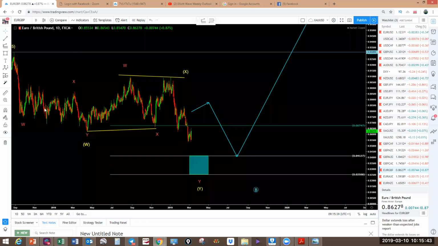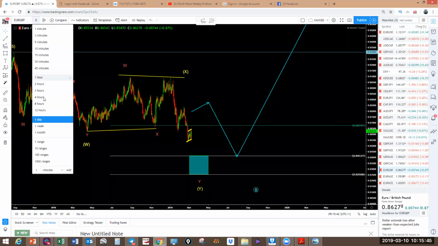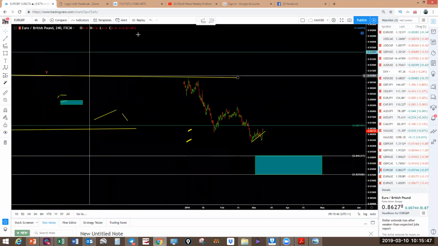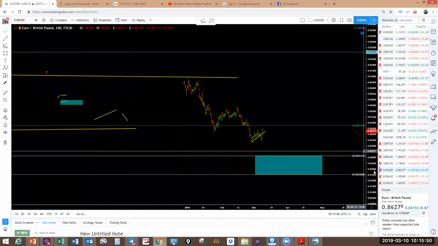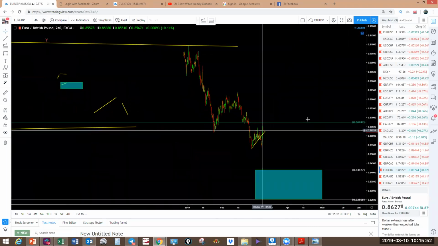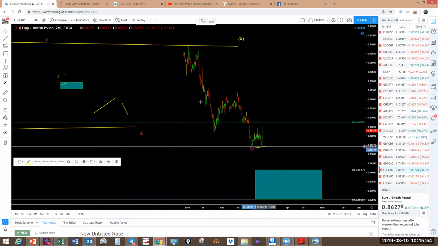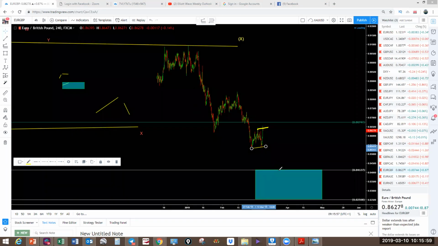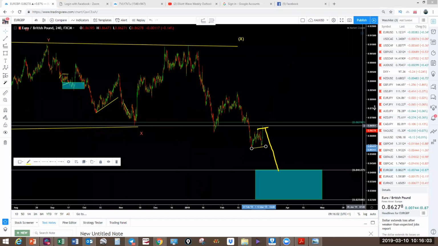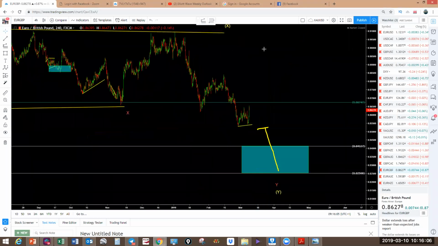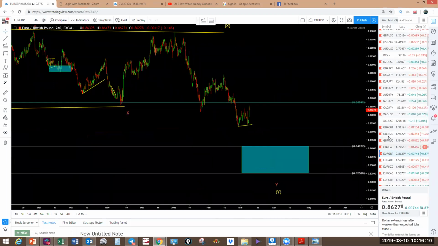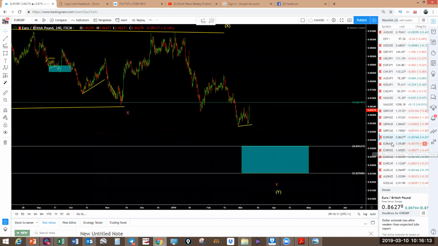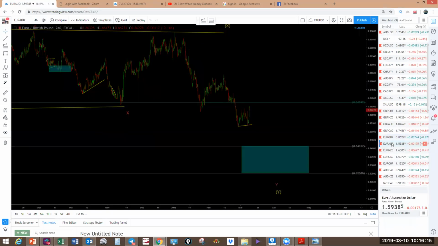Look at it in the 4-hour. So that is a 3-wave corrective structure. Let's expect this one to come down here. That will be the last move on the pound pairs. Okay, let's do the rest of the euro pairs. EURAUD.